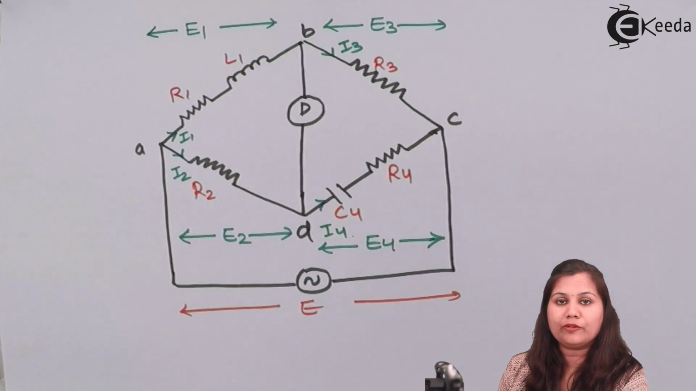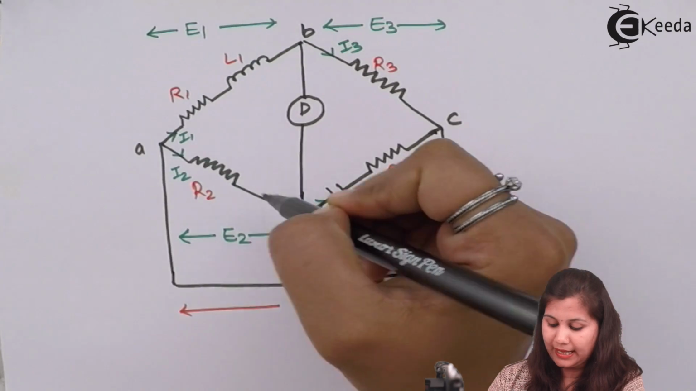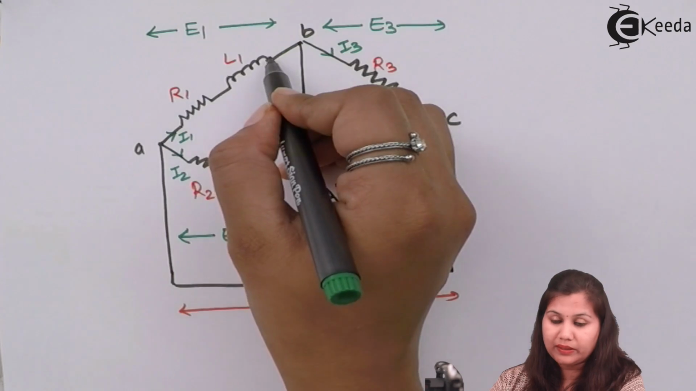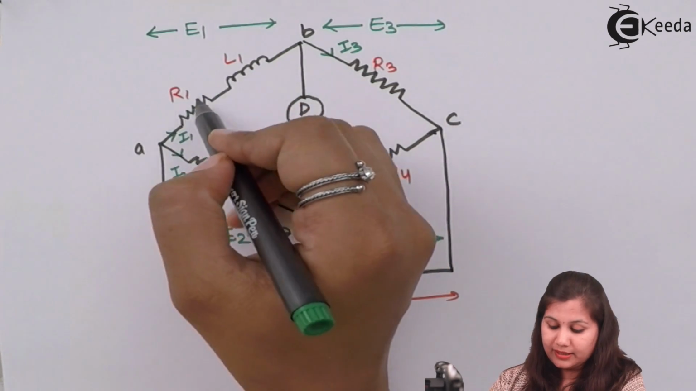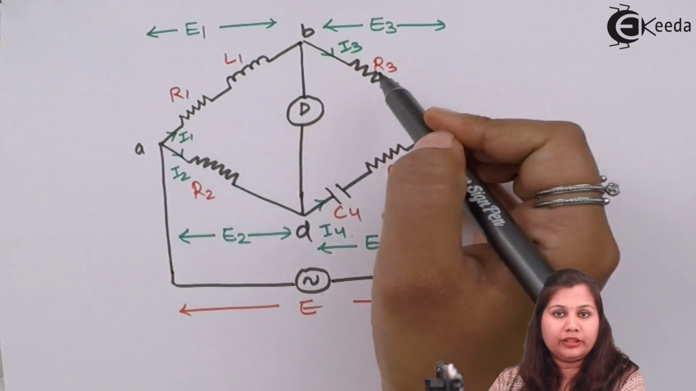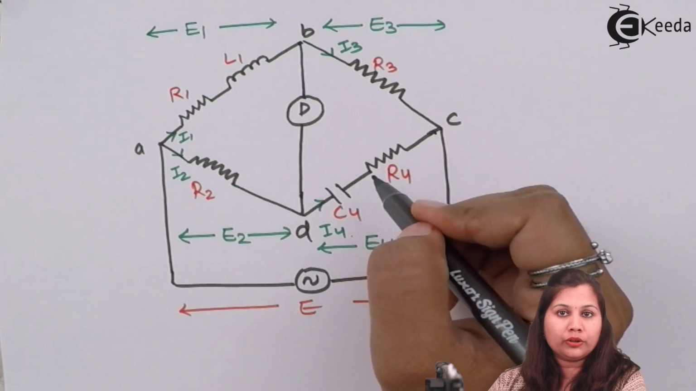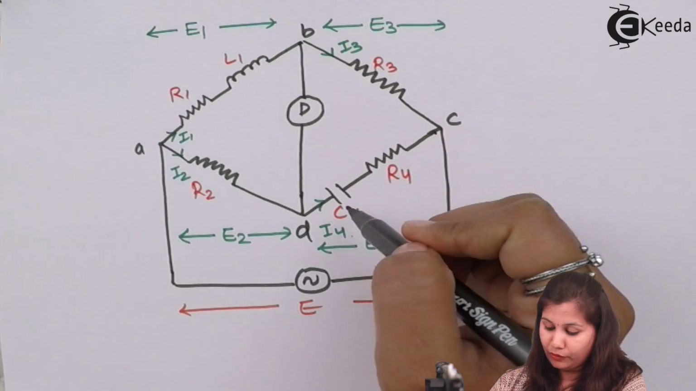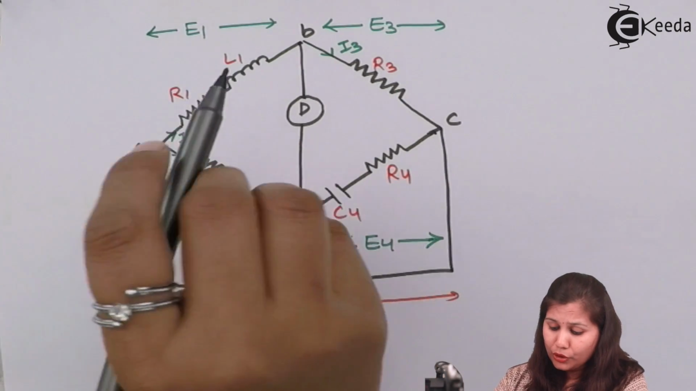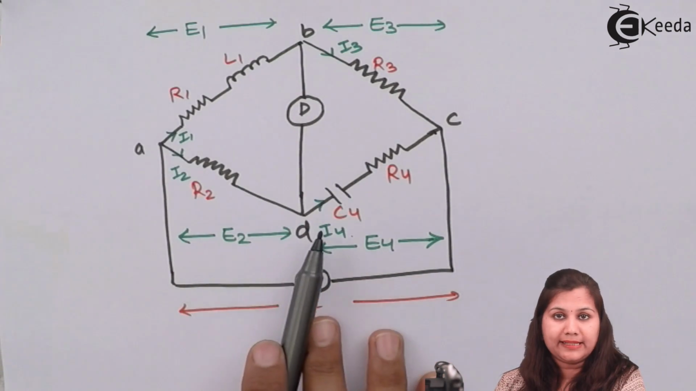This is the circuit diagram for the Hayes bridge. In this bridge, we have four arms AB, BC, CD and DA. In the arm AB, we have a resistance in series with the inductance. This resistance and inductance value we want to measure. Then R3 and R4 are the two known non-inductive resistances, and C4 is a variable standard capacitor. Here we will measure the value of L1 in terms of this capacitor C4.